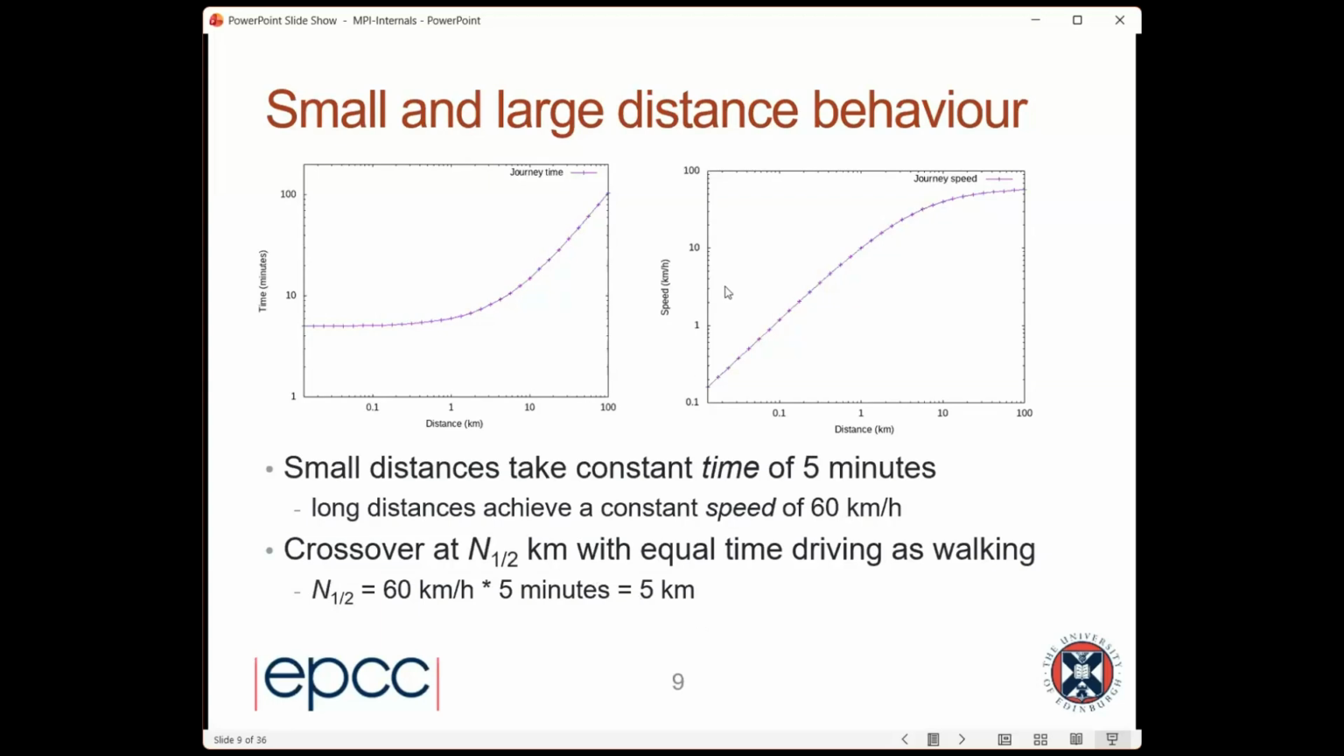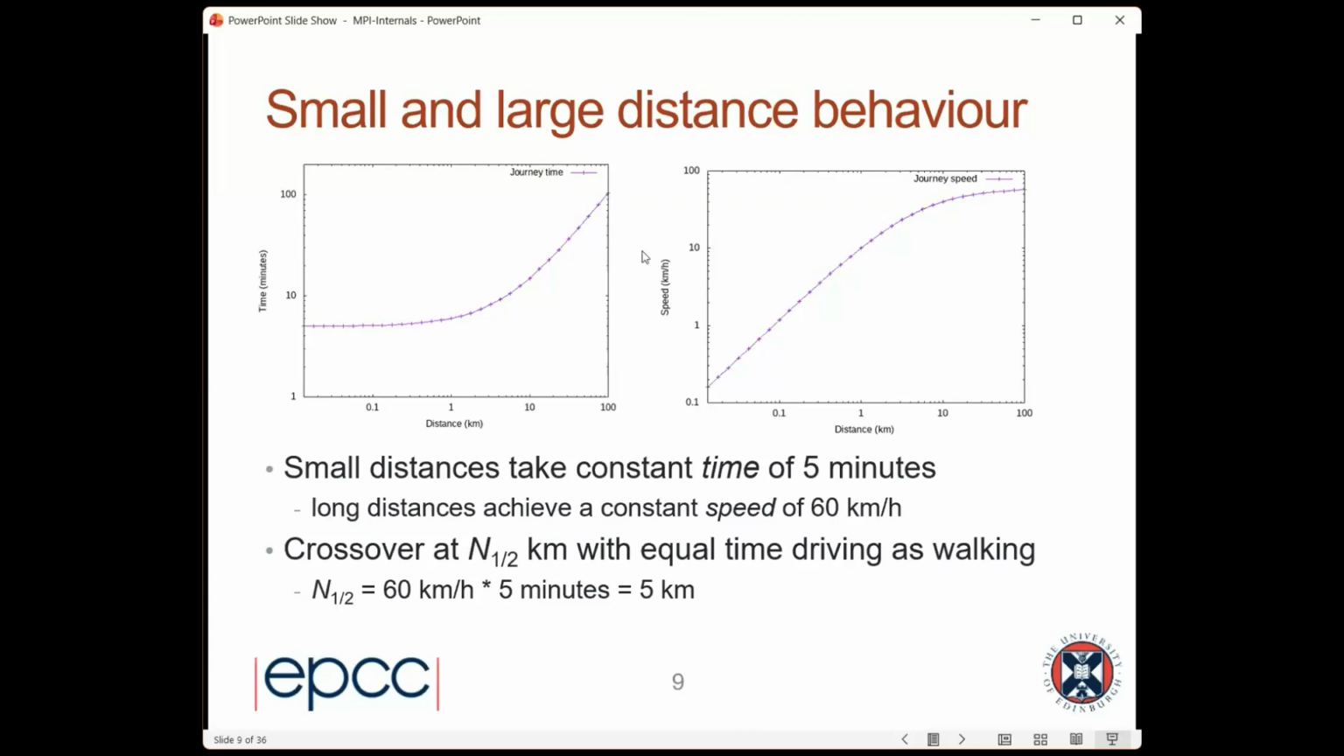I could plot the time against the distance, and you can see that for distances up to about 1 kilometer, or here about a few kilometers, the time is relatively constant. So if I make a small journey, not surprisingly, the time it takes is dominated by that 5 minutes it took me to walk to the garage. Five minutes to walk to the garage, get in the car, and then drive away. So for small messages, I have constant time.